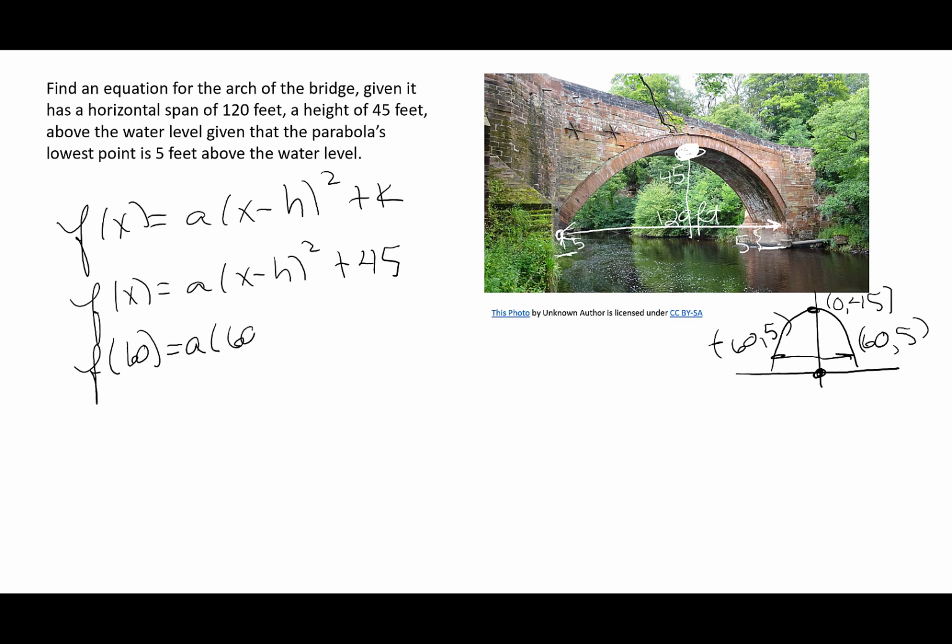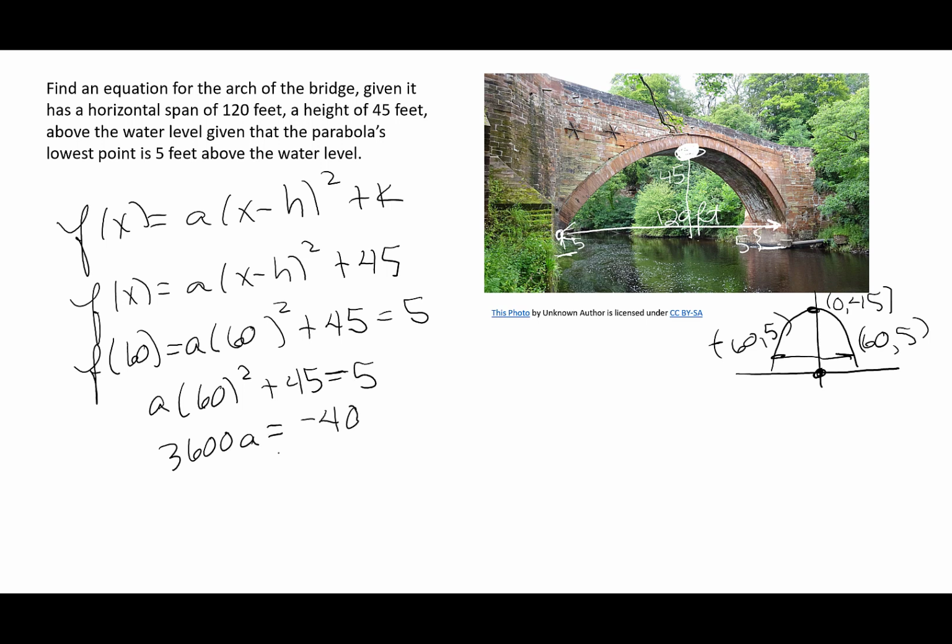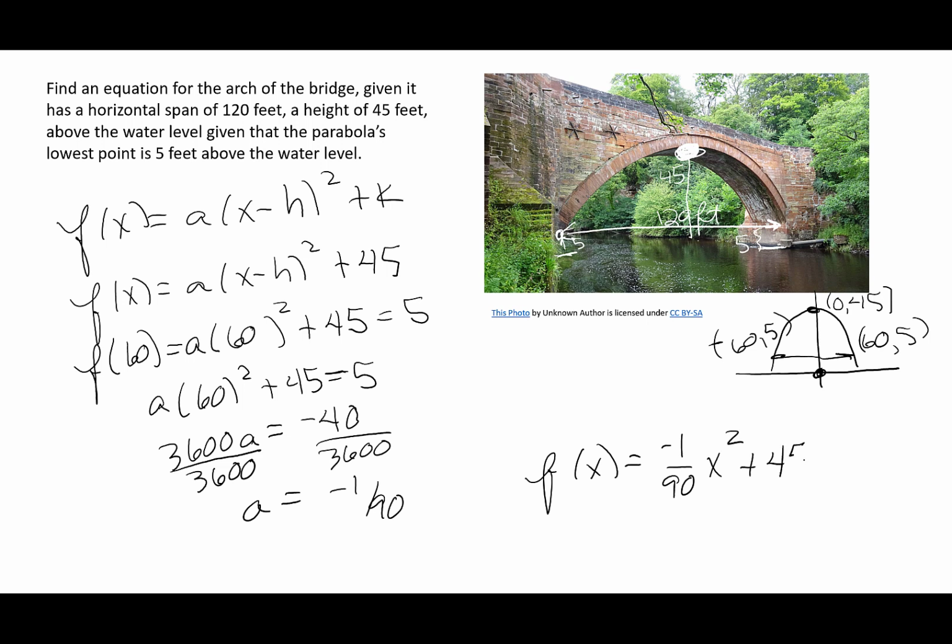So I'm going to write 60 minus 0, don't need that, squared, plus 45. What do we know this value is supposed to be? It's supposed to be 5. If I plug in 60, I should be only 5 feet above the water. So this is a times 60 squared plus 45 equals 5. So we just need a couple more steps. 60 squared is 3,600. I have times a. I'm going to move the 45 over, so now 5 minus 45 is negative 40. I can divide by 3,600. So that simplifies down to negative 1 over 90. Now we have that our function is negative 1 over 90, x squared plus 45.